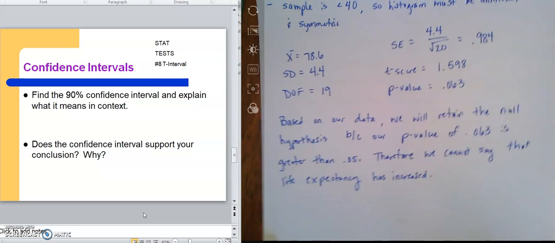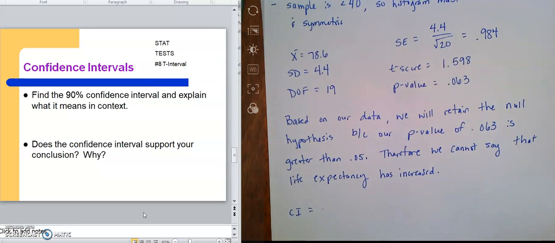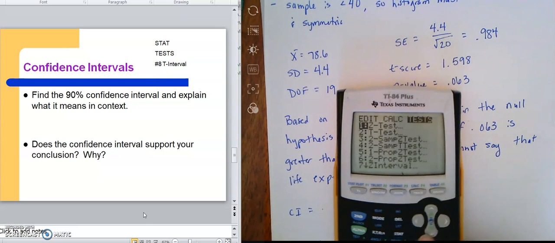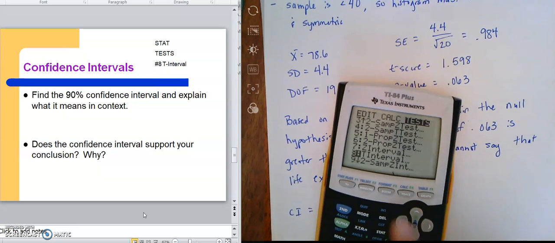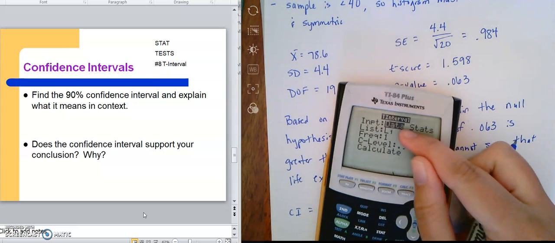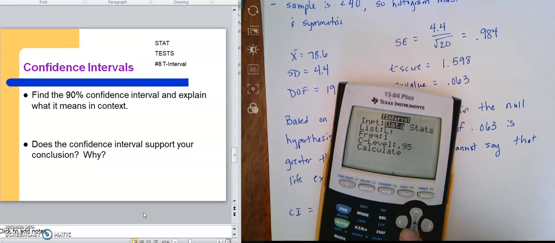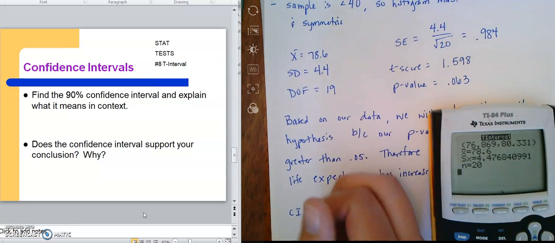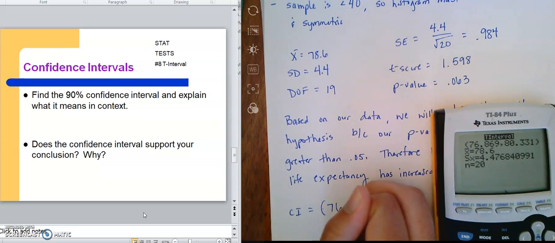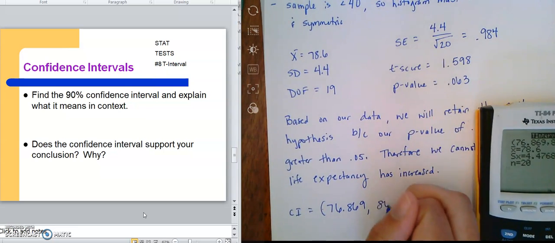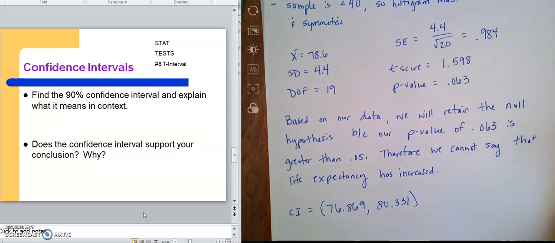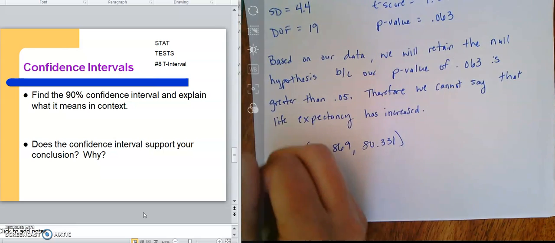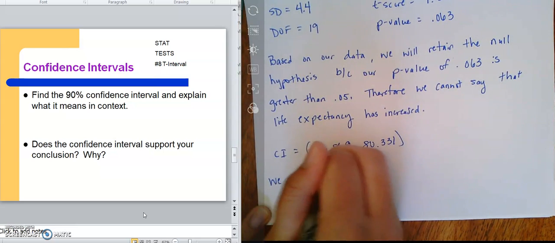Now, if I was to do a confidence interval, this is stat test. This time we're going to go down to 8, which is a t interval, not z. I'm still using data. It gave me the data this time. It's still in L1, and it wants a 90%, so I need to change that. So my confidence interval, which gives me here, I can write that down, 76.869 to 80.331.